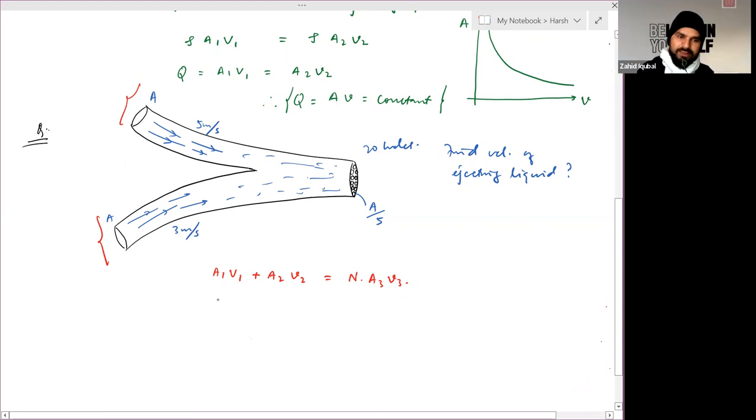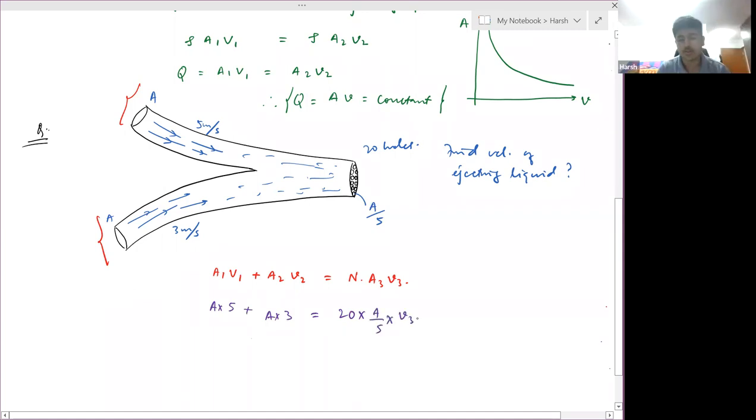On the left hand side, we have A1 as A multiplied by V1, that is 5, plus A2, A multiplied by V2, 3, equals to 20 multiplied by A by 5, A by 5 into V3. So just solve this left hand side part. This is 5A plus 3, 8A. 8A equals to this term, and this term will cancel out in 4 times, so you're left with 4 times of A into V3.